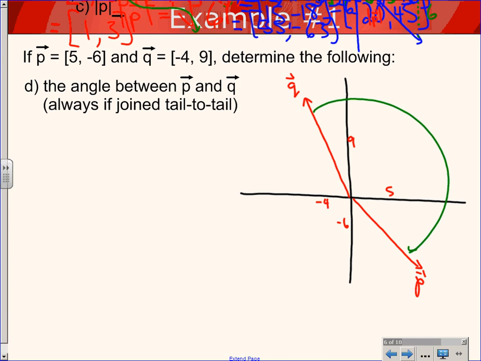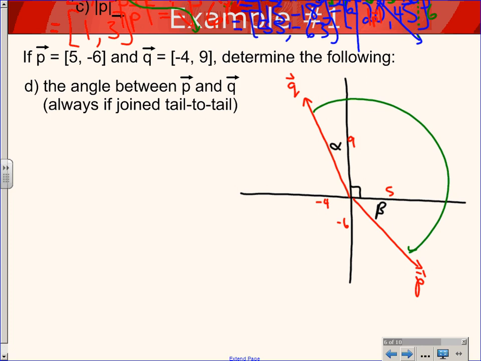So I'm going to find angle alpha up here. This has got to be a 90. And then I'm going to find angle beta down there. And if I add up alpha, beta, and the 90, that should give me my overall angle. So that's what we're going to try.